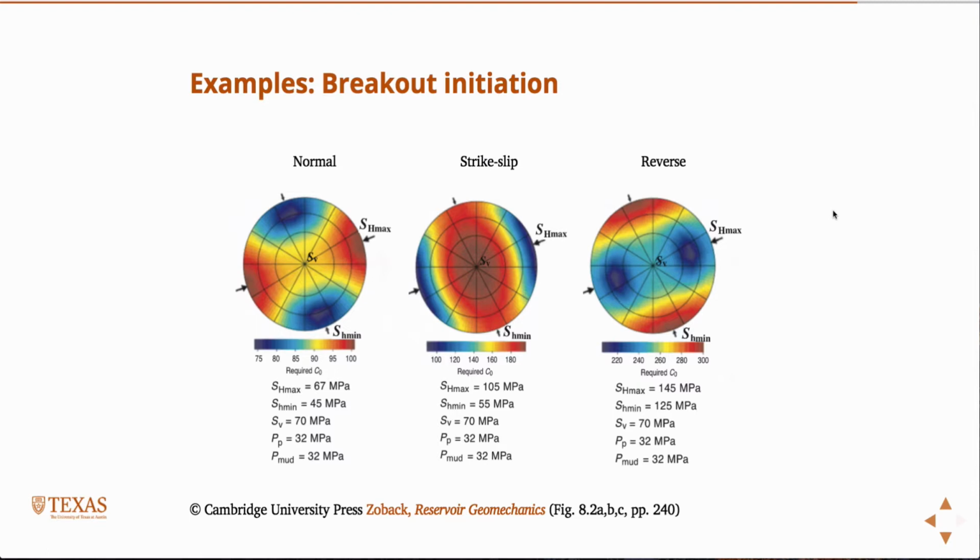So for example, if you just looked at this, one thing I can say is that if I'm drilling horizontally in the direction of SH max, I better really watch my wellbore for stability issues. If I'm drilling horizontally in the direction of SH min, I'm probably going to be okay.